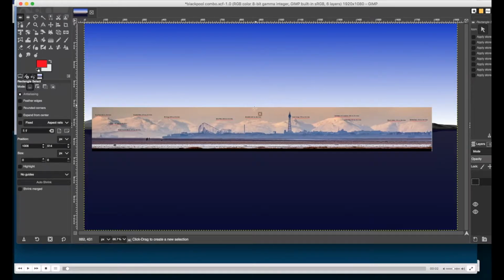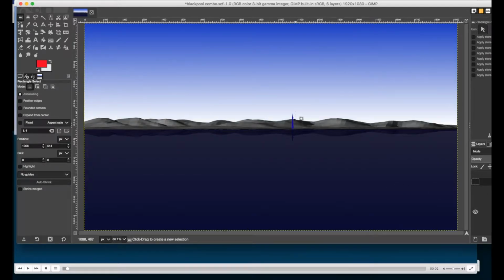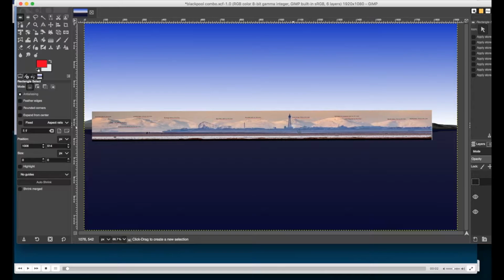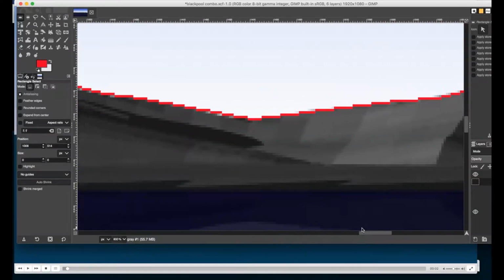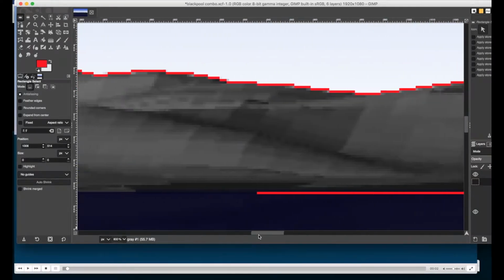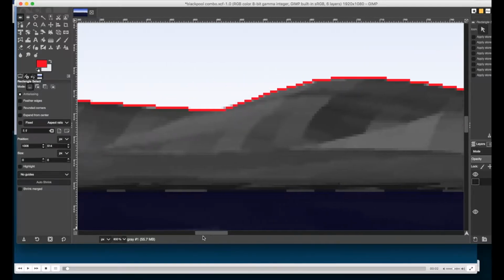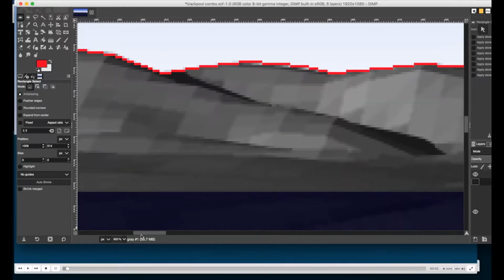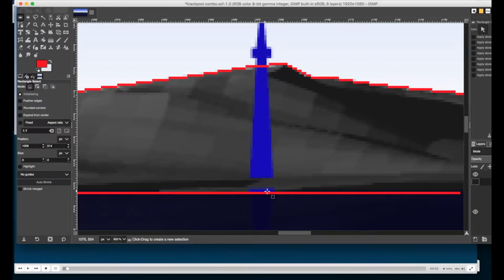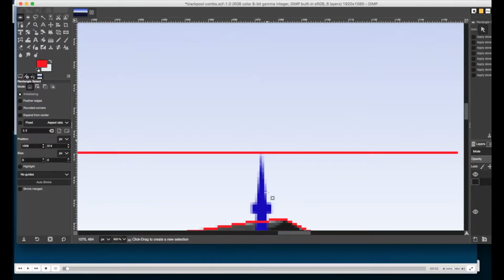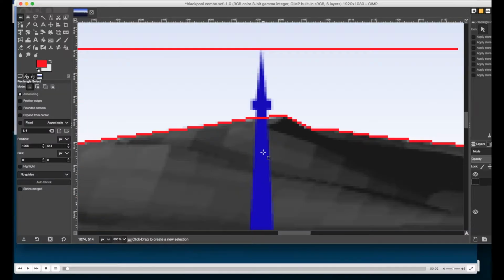So what I did was I took this layer and I copied it, then I scaled it so that the height of this tower matched the height of this tower. I lined it up as best as I could. I created a separate layer and I marked the mountain range skyline as you see here, along with a line that marks the base and the tip of the rendered tower.